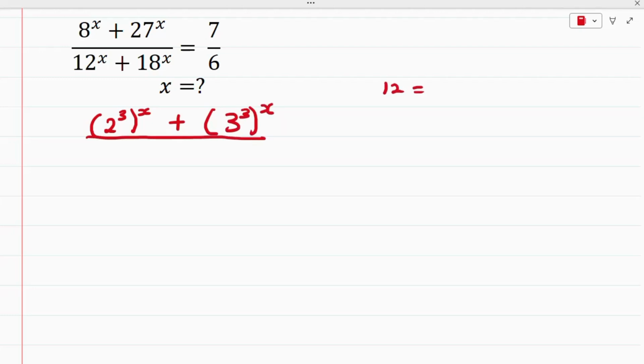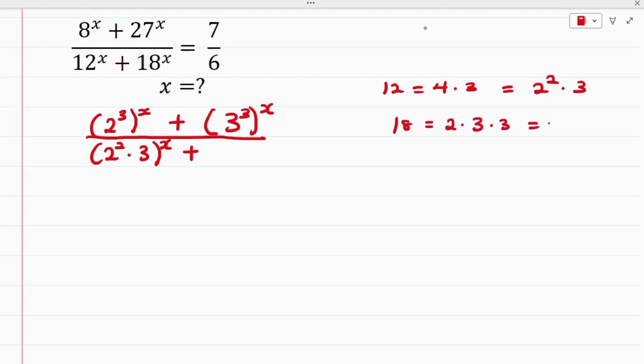We know that 12 is 4 multiplied by 3, and 4 can be expressed as 2 squared. So in place of 12 raised to the power of x, we are going to have 2 squared times 3, all raised to the power of x, plus 18, which can be expressed as 2 times 3 times 3, which is 2 times 3 squared. So for 18 raised to the power of x, we put 2 times 3 squared, all raised to the power of x, and this is equal to 7 over 6.